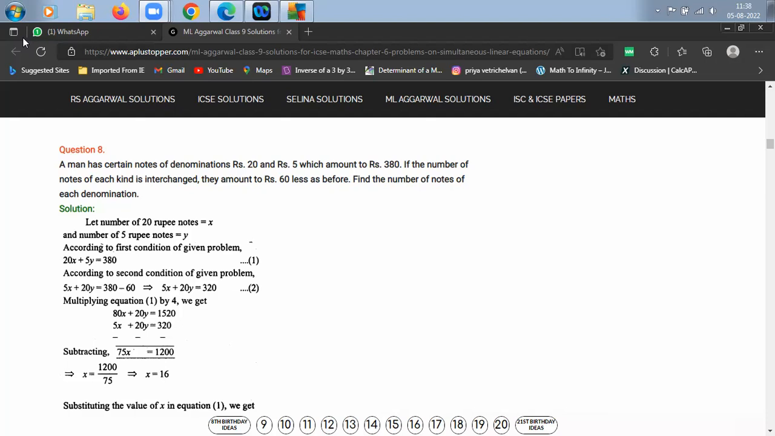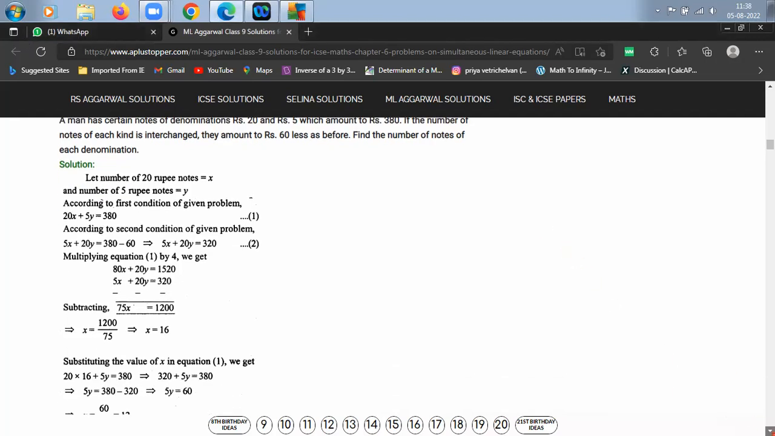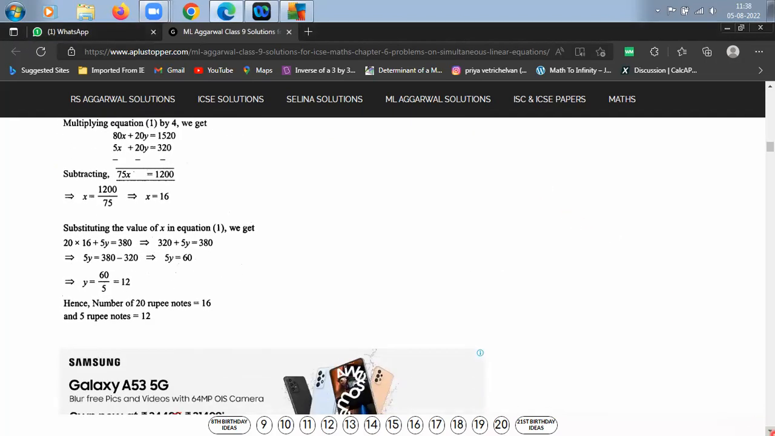Y is equal to minus 64. What is y? Minus 64. Let me see. I'm getting 12. Could you verify again?